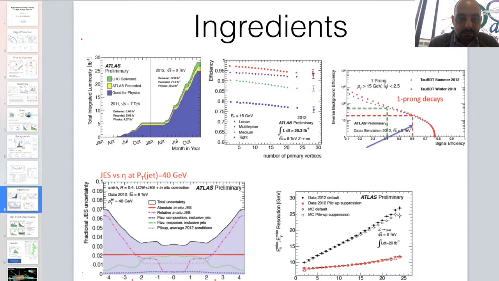So here you can see it's integrated, so you start with very little and you keep on adding, then there was a shutdown, and then you keep adding, and keep on going until we got to the full 20 inverse femtobarn-ish data set. Okay? So that's how much data there is. So that's the first ingredient, having data.